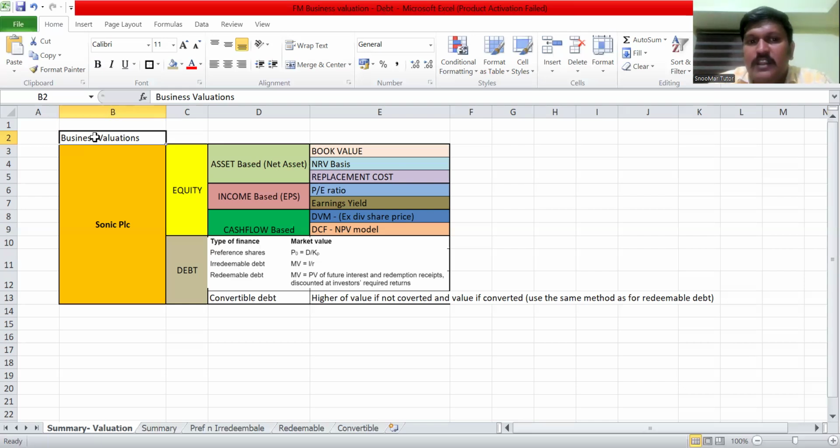We'll be covering the valuation of debt in another video. In summarized form, there are three bases on which we can calculate the value of equity. We can go for an asset based valuation method. Inside the asset based valuation method, we could simply use the book value in the financial statements, or an NRV basis, which is if the company is going for a liquidation or a breakup basis, what would be the value. That is the NRV basis.